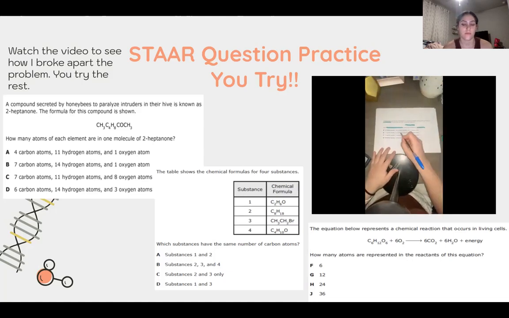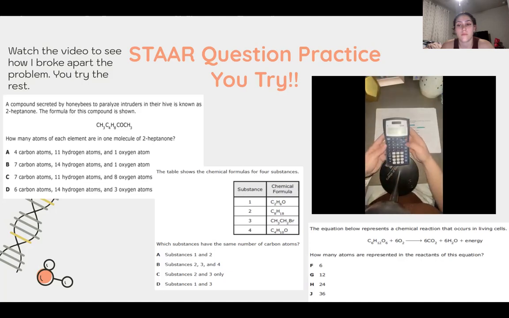Now we have to do the same thing to find hydrogen. Hydrogen is that big H. Remember, this is an element because it is a capital letter that can be found on the periodic table. We're going to do the same thing as we did with carbon. So this first hydrogen has a 3 plus 8 plus the last hydrogen has a 3. So again, I'm going to plug it in the calculator. I'm going to clear my previous. 3 plus 8 plus 3 equals a total of 14 atoms.